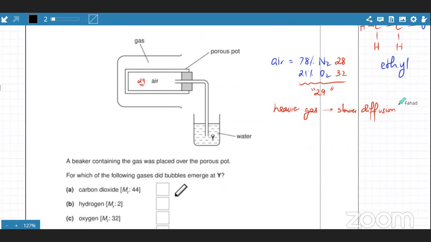Now the question is, a beaker containing the gas was placed over the porous pot. For which of the following gases did bubbles emerge at Y? So in the experiment, bubbles are emerging at Y. What that basically means is that there's more gas coming into this porous pot. Remember what's going to happen: you're going to have a bunch of unknown gas particles over here outside the porous pot.